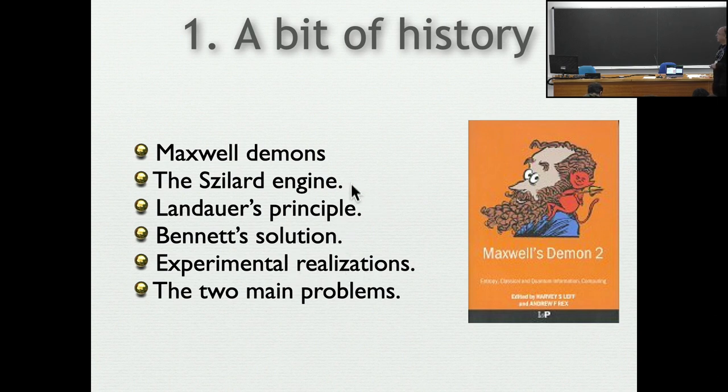And if you are really interested in this history, there is this book. This is a classical book. This is the second edition, which is much larger than the first edition. And it's a collection of papers on the Maxwell demon collected by Leff and Rex, those two physicists.